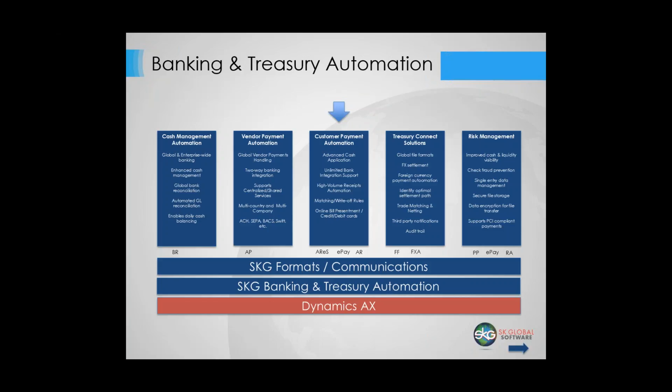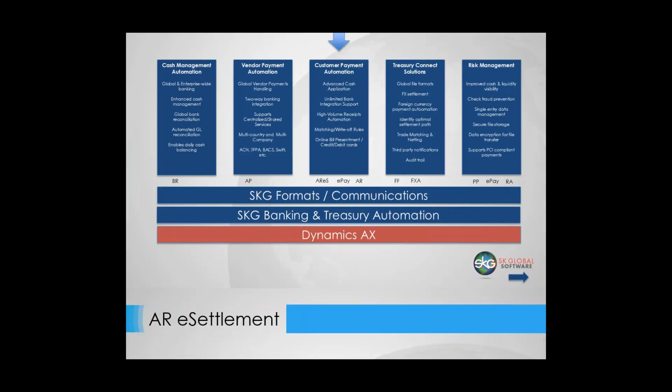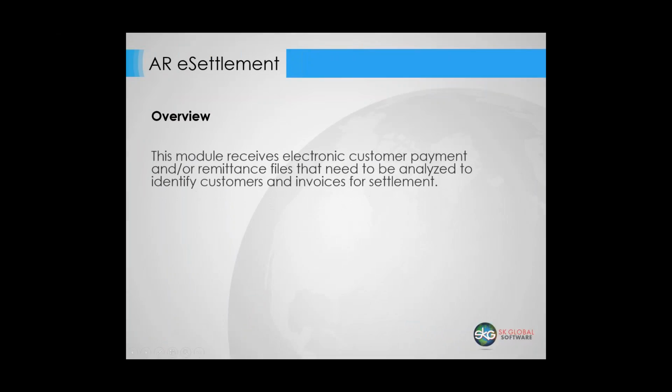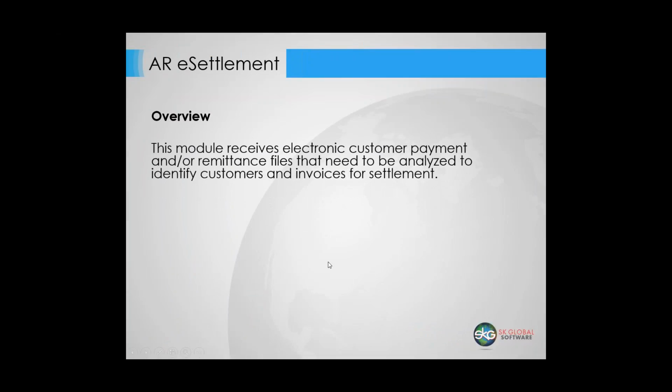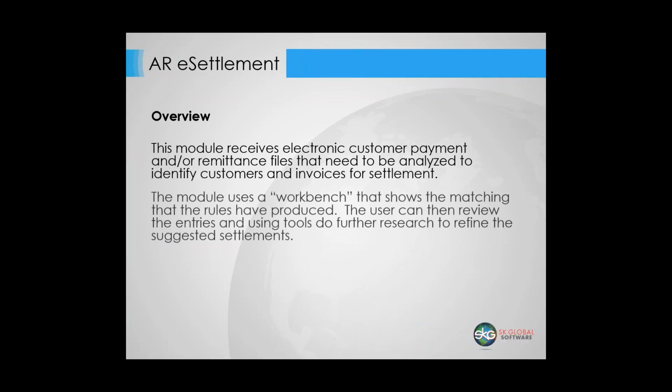So with that being said, I'm going to drill into the topic of today, the Advanced Cash Application in the center pillar. So let's talk about what the overall module does. It deals with receiving electronic customer payments and remittance files. They can come from a bank or directly from your customer. And those need to be analyzed and the customers identified and the invoice identified and made for settlement.